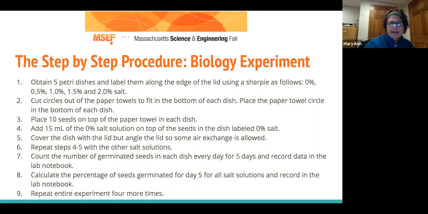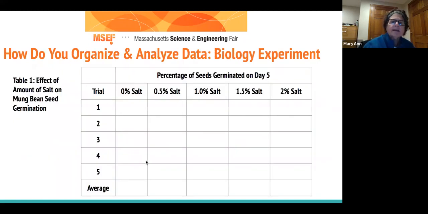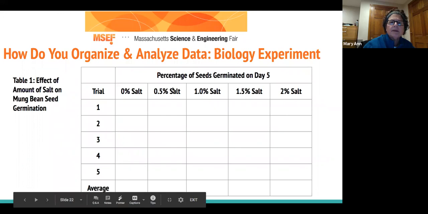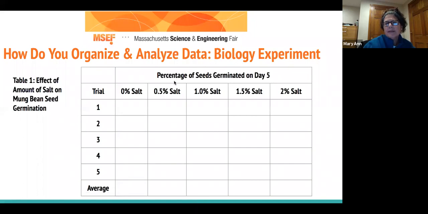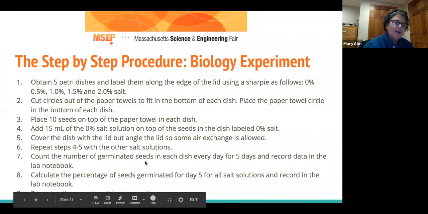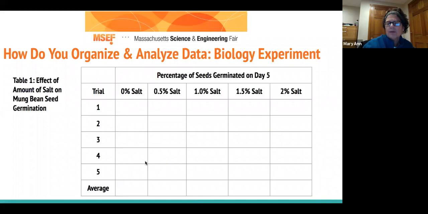Now, this one is a little weird because if you're going to collect data, notice how I set up the data table here. Percentage of seeds germinated only on day 5. The reality is they really germinate by day 3 or 4. You're going to get your answer here, most of the germination experiments. And so in this one, the kid's going to have like hundreds of data points in their lab notebook, but really we only need the data from day 5 to get the answer to the question.